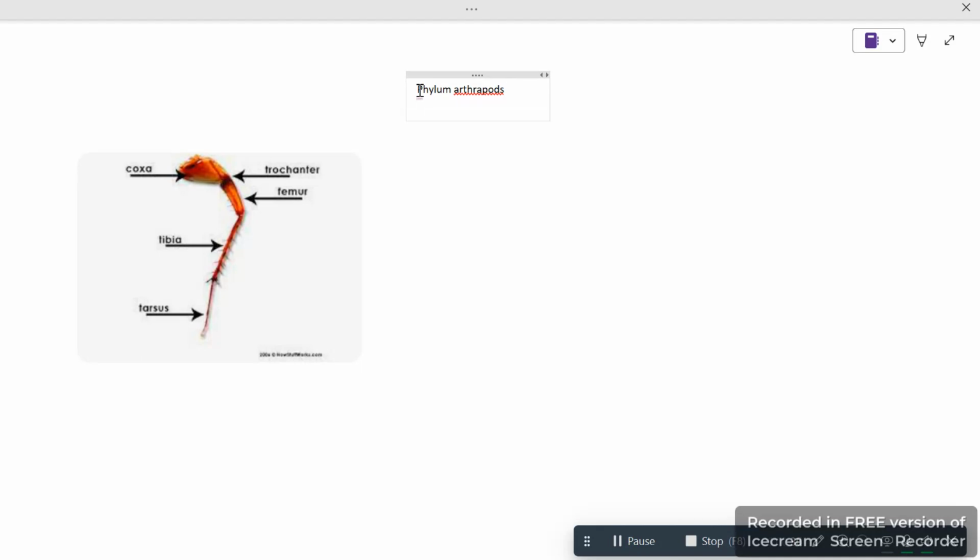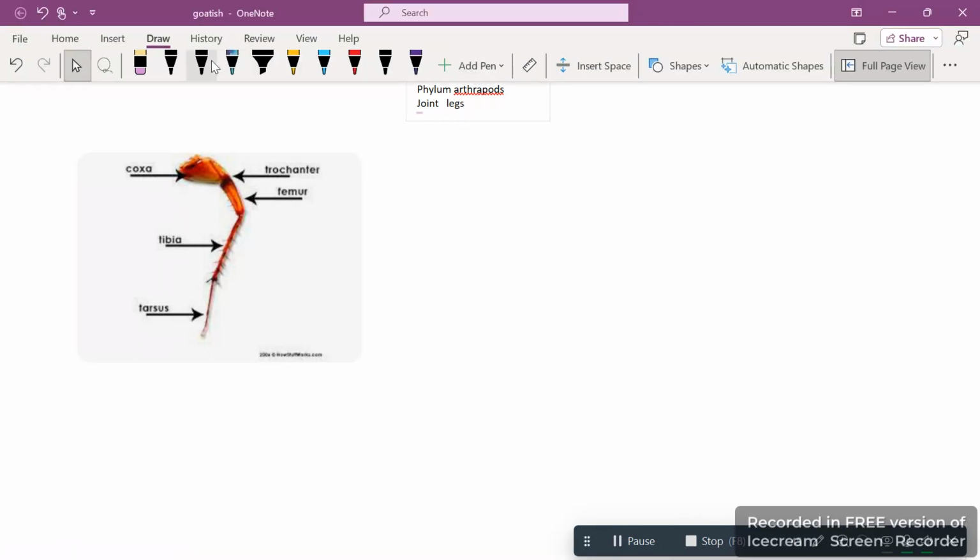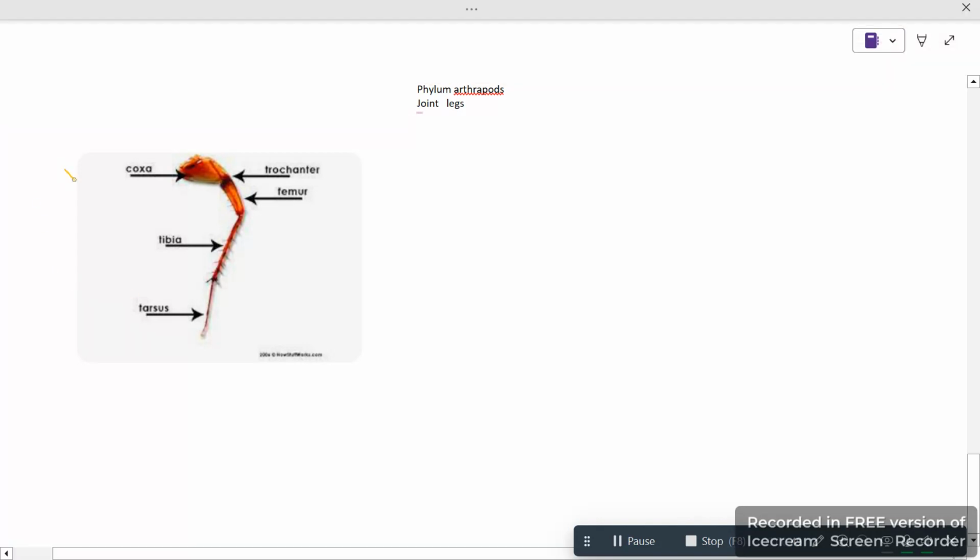So phylum Arthropoda, first thing, the word arthropod simply means arthra means joint, and pods means legs. So phylum Arthropoda means those which have jointed legs. The picture you can look at on the screen is this one, the leg of a cockroach. After the knee, phylum Arthropoda simply means having joints.